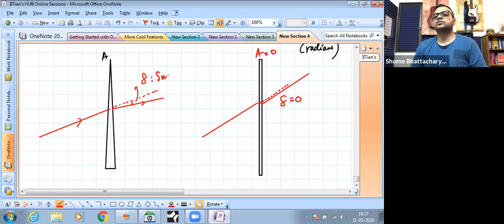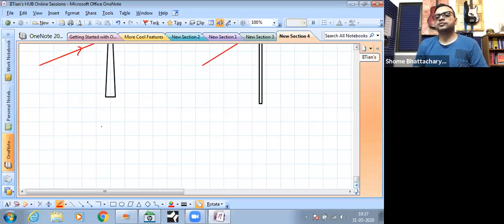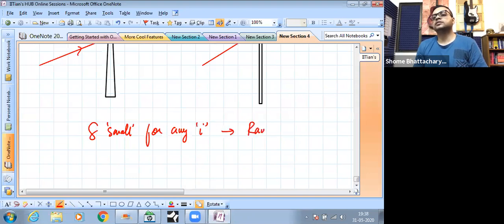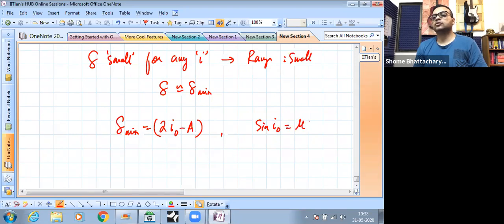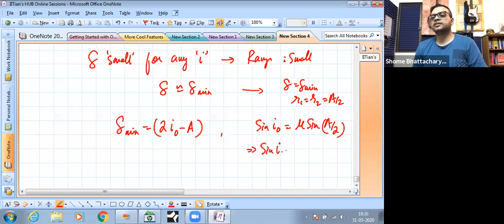So delta is also accordingly very small. Because delta is very small for any angle of incidence, that means the range of deviation is also very small. So delta can be approximated as delta minimum. And for delta minimum, we have the situation that delta minimum is 2 times I naught minus A, where we have sine I naught is equal to mu sine A by 2, because for the minimum deviation condition, we have R1 equal to R2 equal to A by 2. So in this equation now you can see that we can write sine I naught as approximately mu into A by 2, because A by 2 is a small angle.